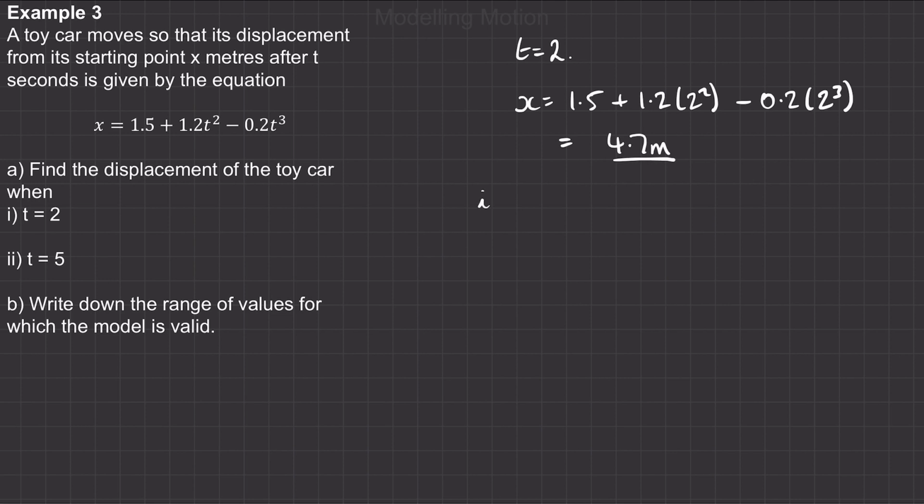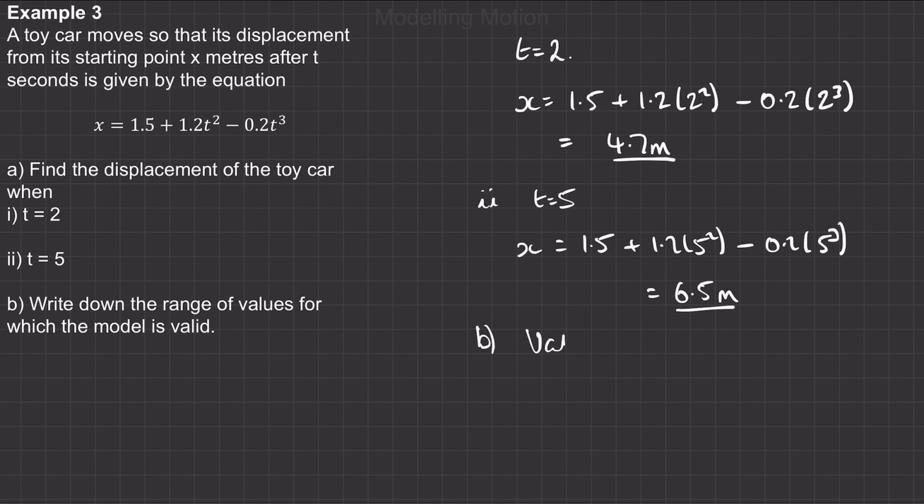And for part 2, when t equals 5, again we'll substitute the 5 into our formula, or our model. So this is 1.5 plus 1.2 lots of 5 squared minus 0.2 lots of 5 cubed. And this comes out at 6.5 meters. And for part B, write down the range of values for which the model is valid. Well, it is valid when t is greater than or equal to 0.